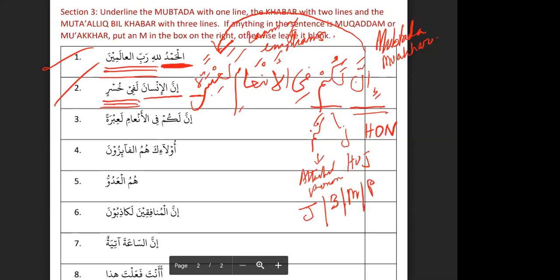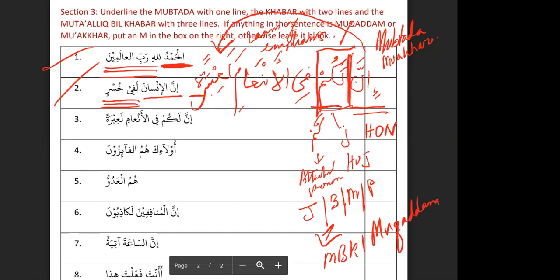So your bucket, another bucket, has ended. This is MBK. Yes, this is your MBK1 muqaddam, because it is coming before the mubtada. So this is MBK muqaddam.